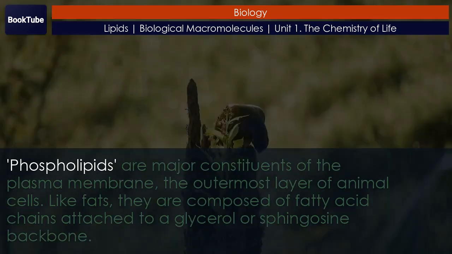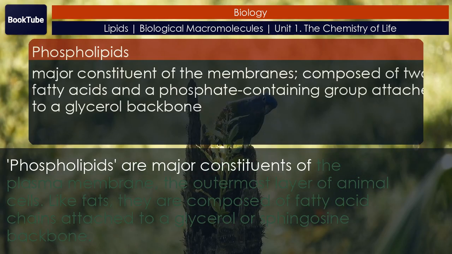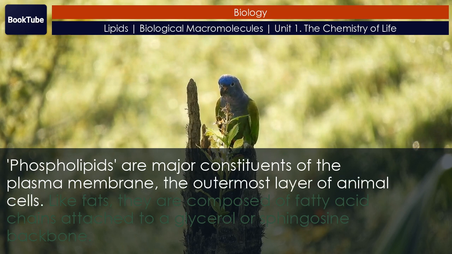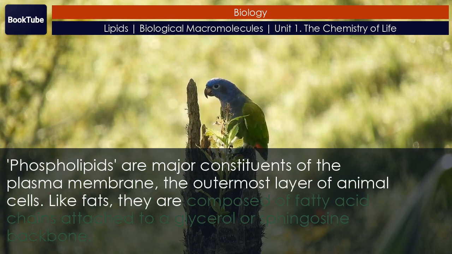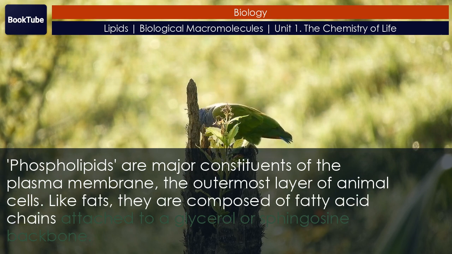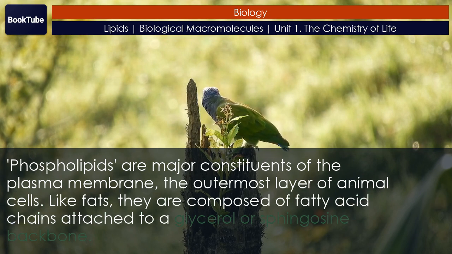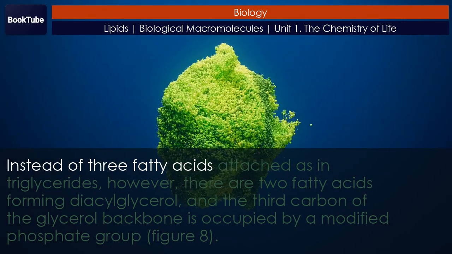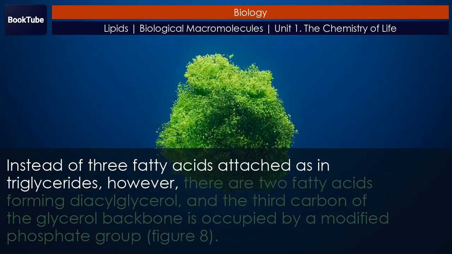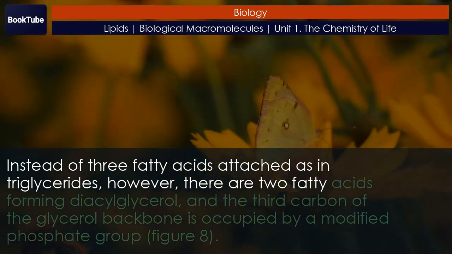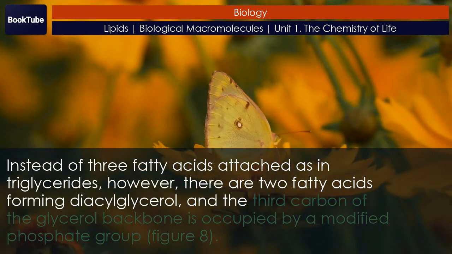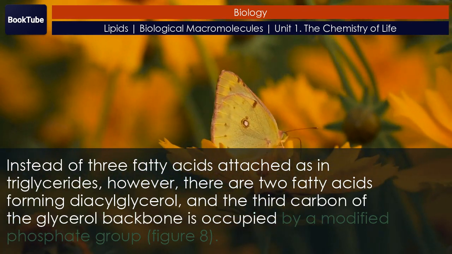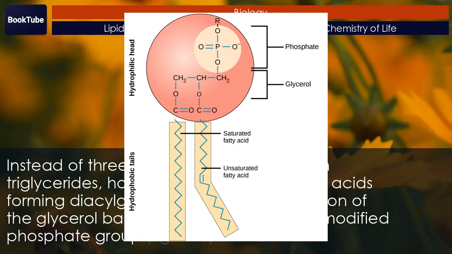Phospholipids. Phospholipids are major constituents of the plasma membrane, the outermost layer of animal cells. Like fats, they are composed of fatty acid chains attached to a glycerol or sphingosine backbone. However, instead of 3 fatty acids attached as in triglycerides, there are 2 fatty acids forming diacylglycerol, and the third carbon of the glycerol backbone is occupied by a modified phosphate group. Figure 8.